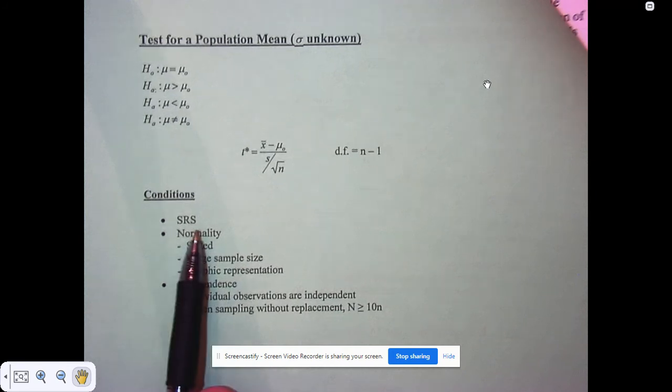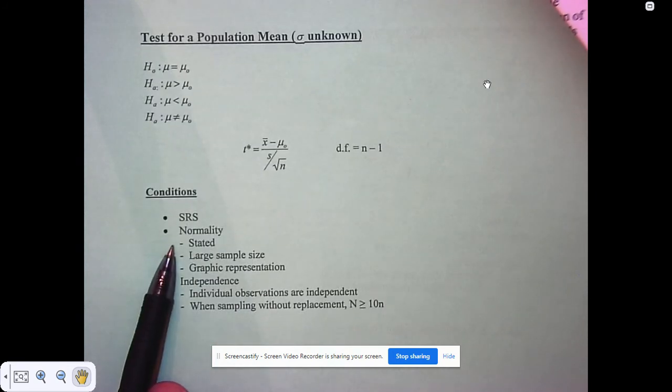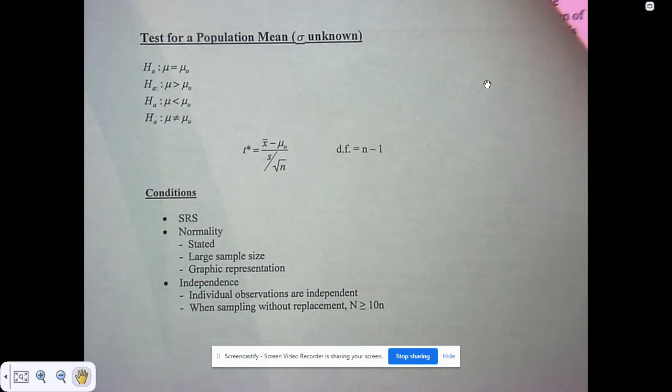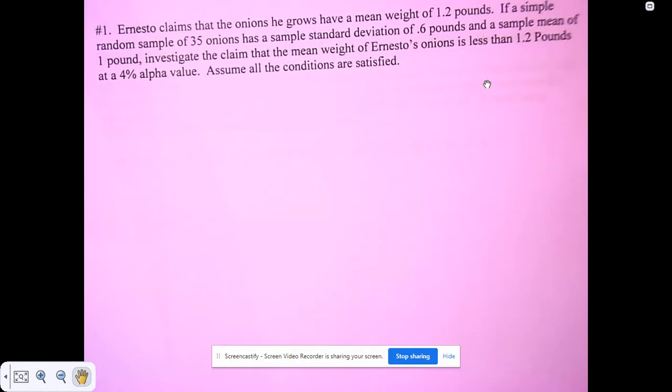There's our conditions: a random sample, normality, which I talked about, stated, large sample size or graphic representation, and then independence. Or excuse me, the observations are not going to be independent for the most part, which means we're going to have to do the 10% rule or the 10% condition. Okay, so let's get going.